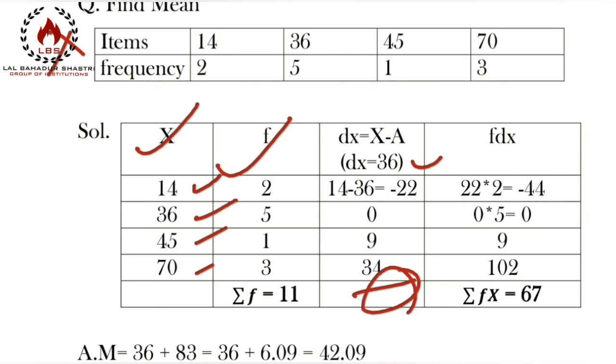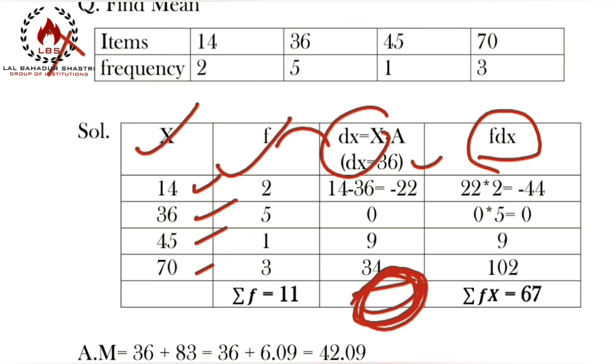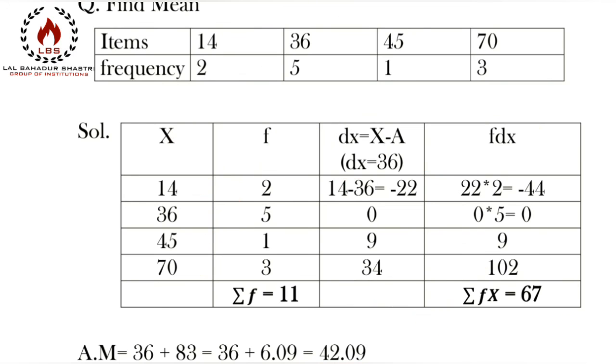Don't add these values. Now we have to multiply this dx with f, because in the formula it is f dx. So we have to do f into dx. So 2 into minus 22 is equal to minus 44, 0 into 5, 9 and so on, up to 102. So sigma f dx is 67.